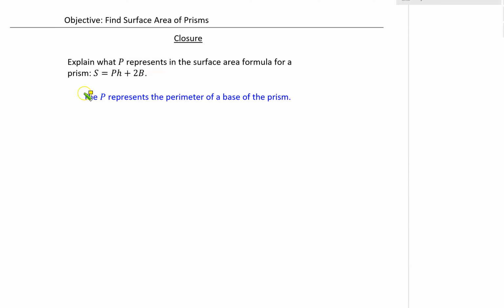Hopefully you said that P represents the perimeter of a base of the prism. And remember, the base of the prism depends on what kind of prism you are working with. For triangular prisms, it has to be one of the triangles that we find the perimeter of. If we have a rectangular prism, then we have to make a choice which pair of opposite rectangles we're going to use as our bases and make sure that it is one of those rectangles we find the perimeter of for that part of the problem.